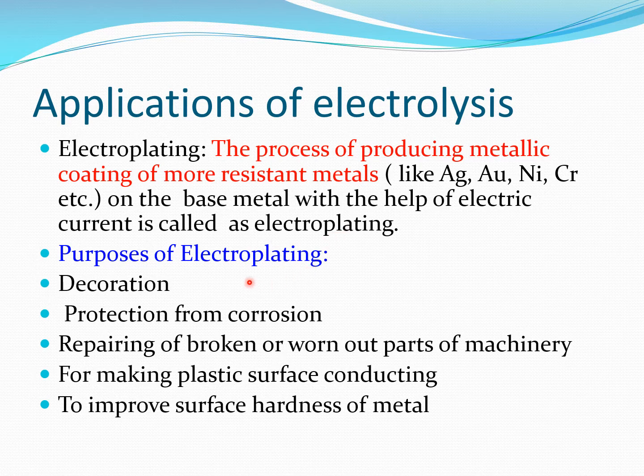The purpose of electroplating is to achieve the following objectives: decoration, protection from corrosion, repairing of broken or worn out parts of machinery, making plastic surfaces conducting, and improving the surface hardness of the metal. So to attain these objectives, electroplating can be done on the surface of the base metal.